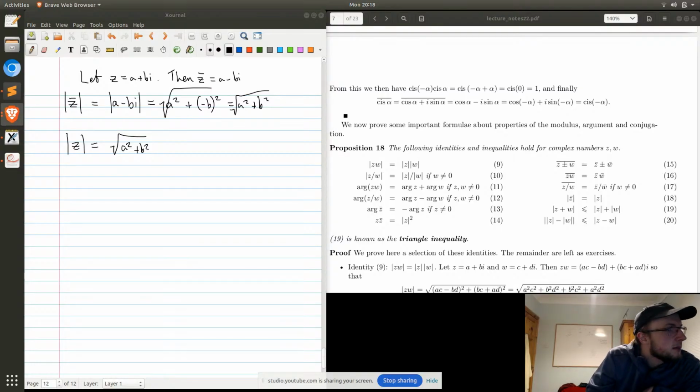Proposition 19. This one, 19. Modulus of z plus w is less than or equal to the modulus of z plus the modulus of w. Right.